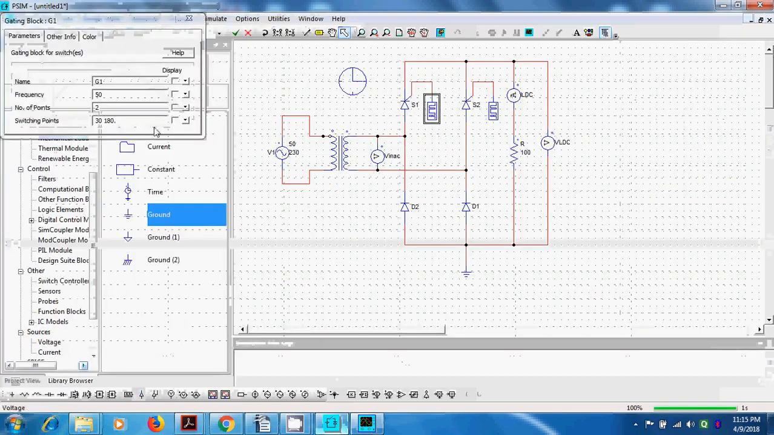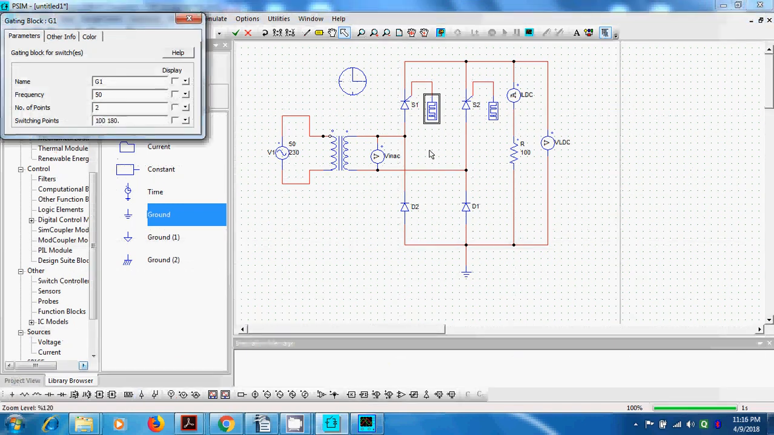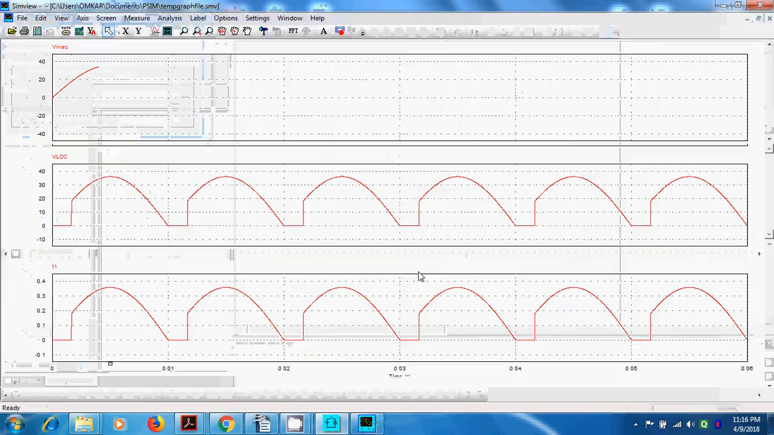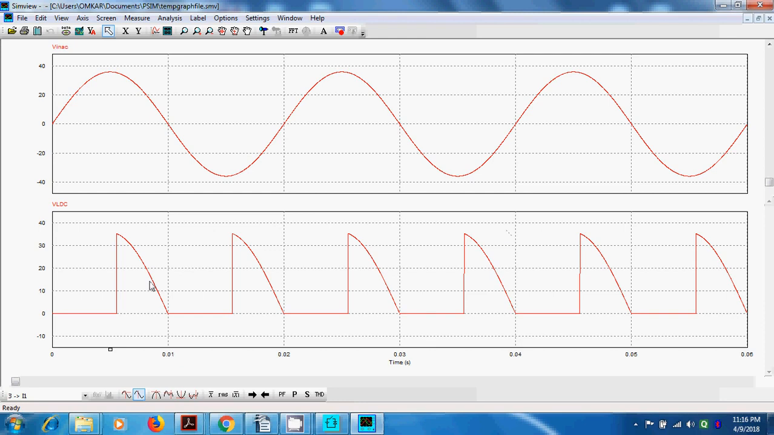If we change the value of firing angle, let us say this will be 100, so definitely this is 180 plus 100, that is definitely 280. In this case, if I want to measure the voltages again, see this. The output voltage will look like this. Similarly, the output current also will look like this, because this alpha is now 80.